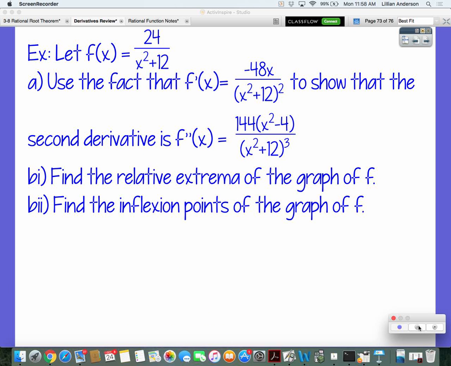Take a look at this. This is pulled straight from an IB exam. I want you guys to go ahead and give this a whirl. Okay, the first two, A and B i, you should be straight with. Remember, B ii is asking to find the inflection points of the graph. Inflection point deals with the second derivative. The inflection point occurs when the second derivative equals 0 and it changes signs at that x value. So I'll give you 8 minutes.